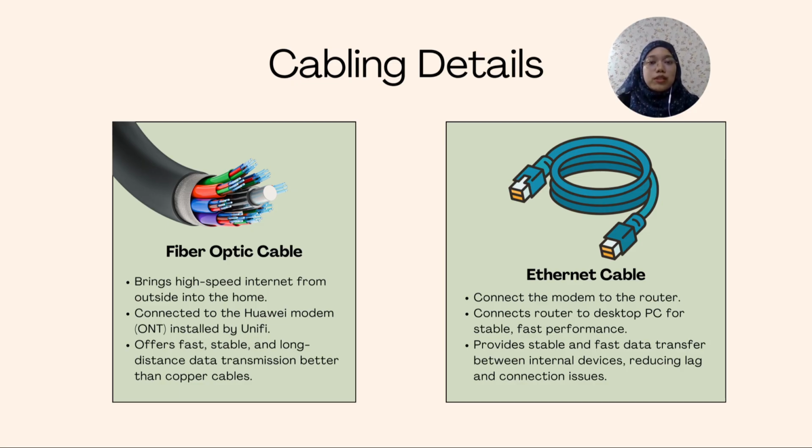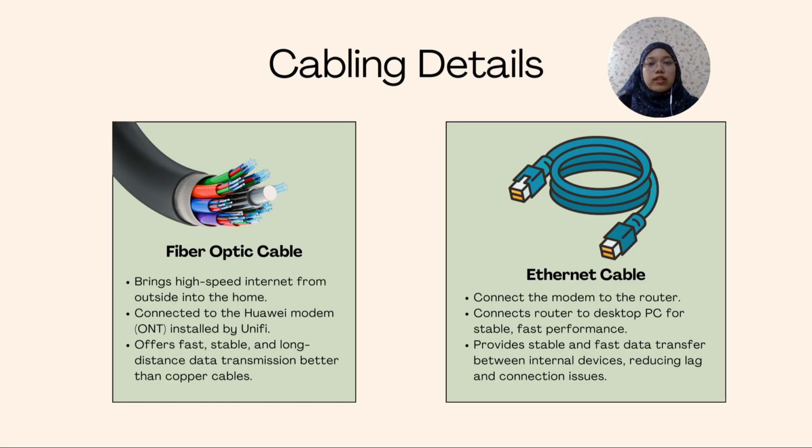Then, once the fiber optic cable brings the internet into the modem, the connection is passed to the router using an Ethernet cable. This is the second main cable that is important in these cabling details. Ethernet cables are used because they are reliable for transferring data between devices inside the house. The Ethernet cable will send the internet signal from the modem to the router so that the router can share the connection with other devices either wirelessly through Wi-Fi or using more Ethernet ports.